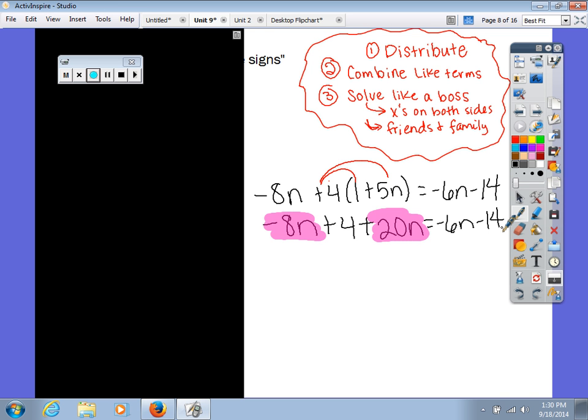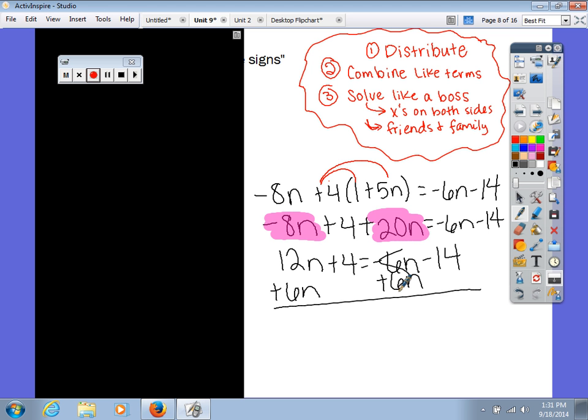And remember what we say. Like terms like to stay the same. So negative 8 plus 20 would give me positive 12n, bring down your plus 4, equals negative 6n minus 14. Then we're in step 3, and we're going to solve it. So I like to move over my smallest variable, so plus 6n to both sides. Going from left to right, I'm going to have 18n plus 4 equals negative 14.